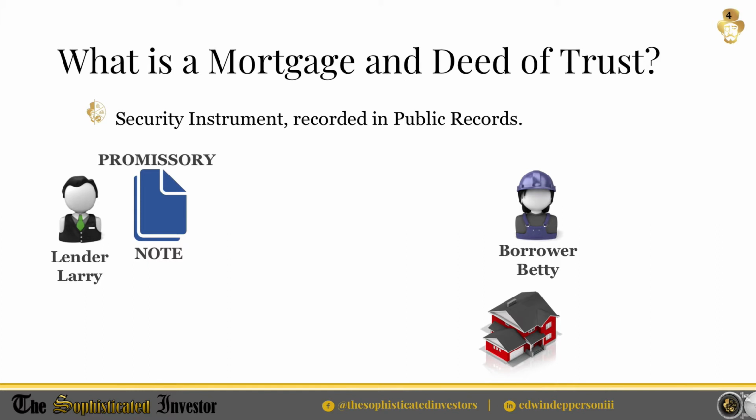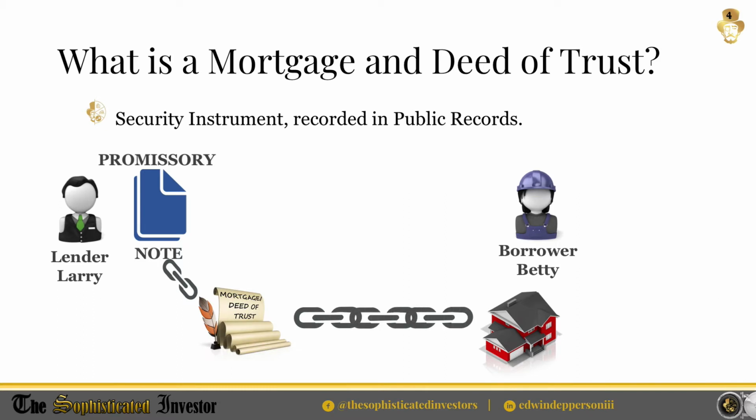So the promissory note is a physical representation of Larry's capital. However, that promissory note needs something to tie it to the underlying collateral or the asset that Betty has pledged. This takes place through what is called the mortgage or the deed of trust. The mortgage or the deed of trust is the actual security instrument that ties the promissory note to the collateral. Well, what is in a mortgage and a deed of trust that allows this function to happen?